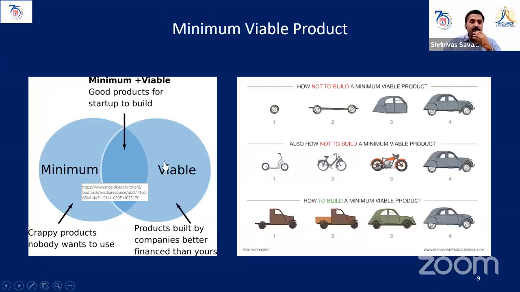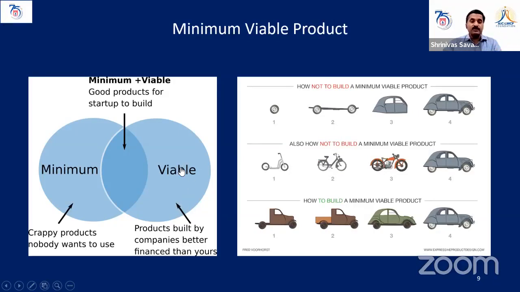So to define a minimum viable product, actually these are two circles you can see here. The moment you say minimum, it means it has some features. I'm sure that crappy products nobody wants to use, right? So there has to be something the customer would like to use, right? But when building those features, you also need to check whether it is viable, right? So if the viable product is the products built by companies better financed than yours, right? So as a startup, startups are low on finances, right? So they are low on resources.